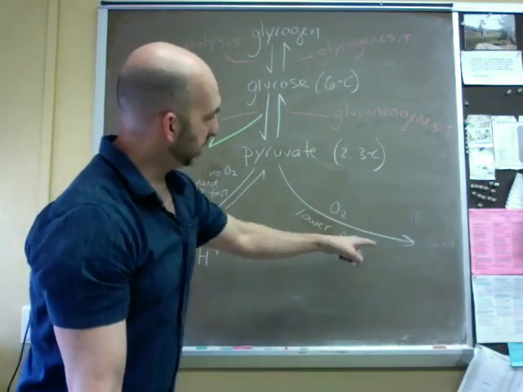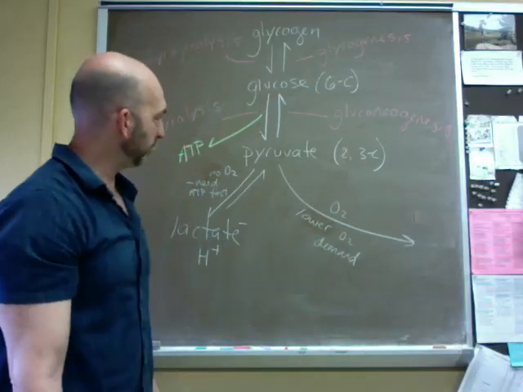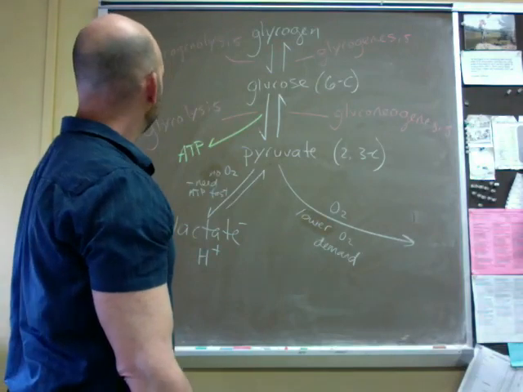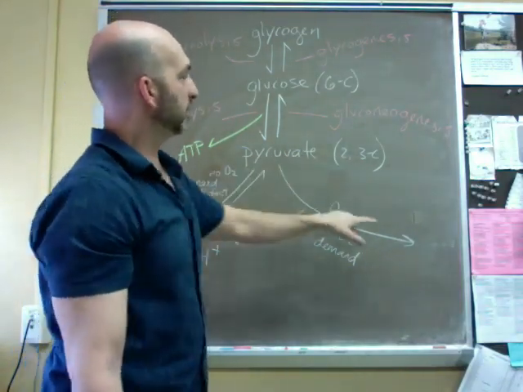Where's this arrow going? It's going to the mitochondria, which I don't have room to draw. So I have to erase and start over again. Okay? So that's where I'm going next. We're going to follow our pyruvate, our 3-carbon molecule, into the mitochondria.